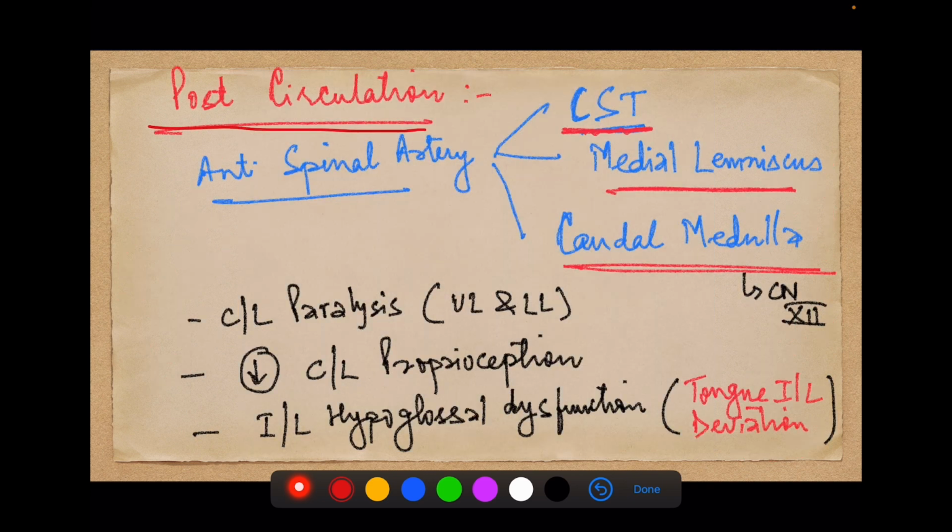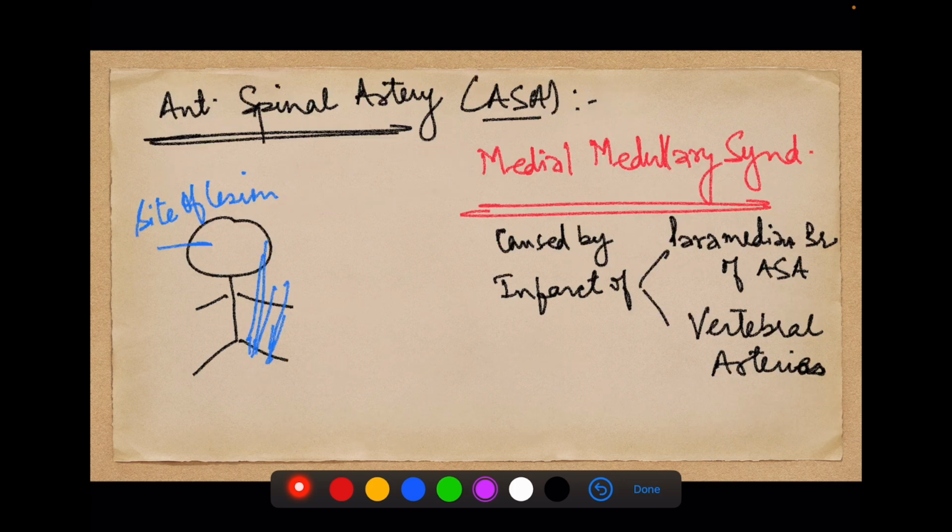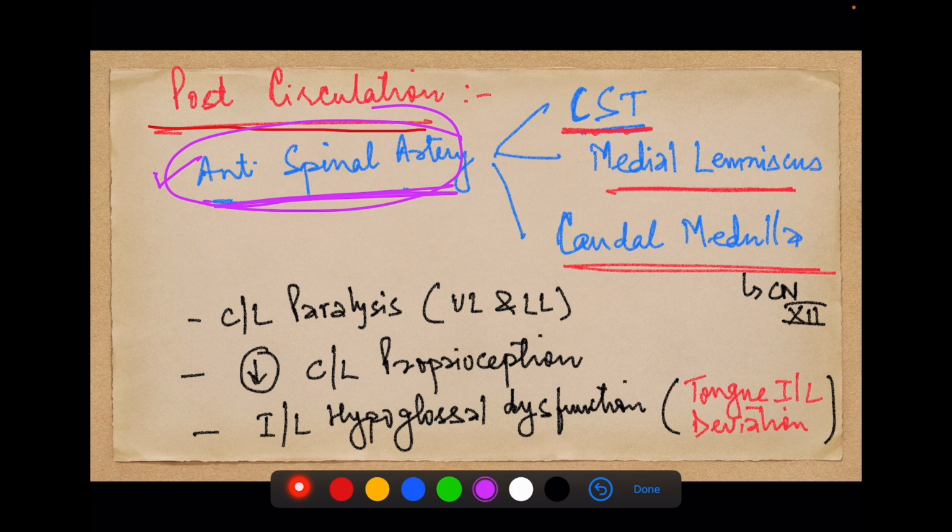Okay. So in the posterior circulation, first we will talk about the anterior spinal artery. If we recall, the anterior spinal artery mainly supplies the medial aspect of the medulla, the lowermost part of the brainstem. So that's why a lesion within the anterior spinal artery will result in medial medullary syndrome. Now, within the medial medulla, what all the tracts are crossing that medial medulla so that they will get affected? One of them is the corticospinal tract. The other one is the medial lemniscus. The third one is, in the caudal medulla, the cranial nerve 12 nuclei.